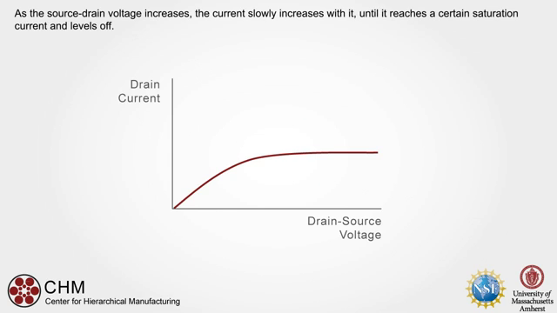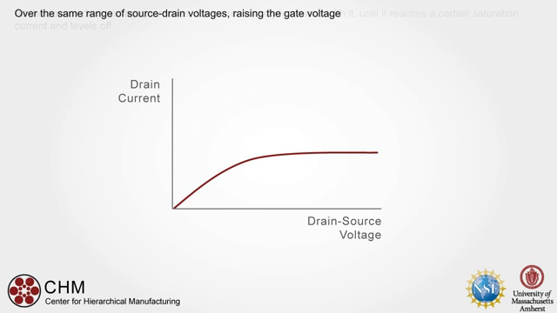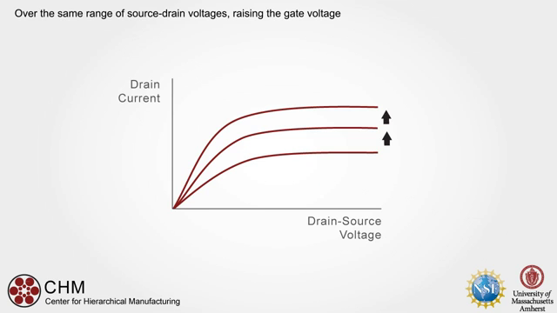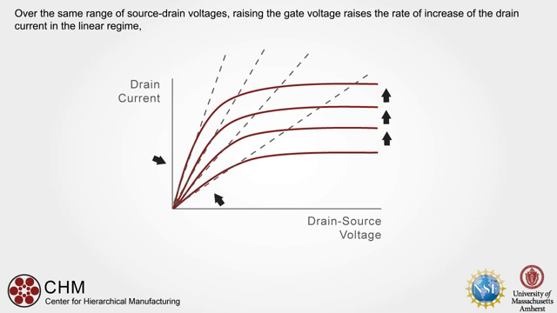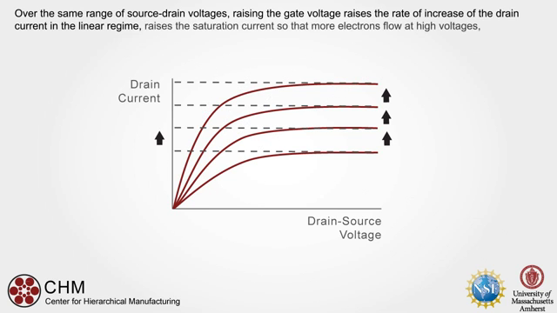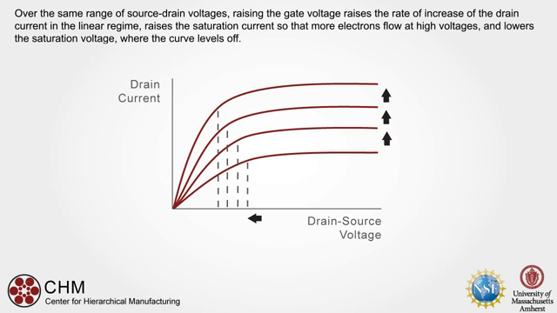As the source-drain voltage increases, the current slowly increases with it until it reaches a certain saturation current and levels off. Over the same range of source-drain voltages, raising the gate voltage raises the rate of increase of the drain current in the linear regime, raises the saturation current so that more electrons flow at high voltages, and lowers the saturation voltage, where the curve levels off.